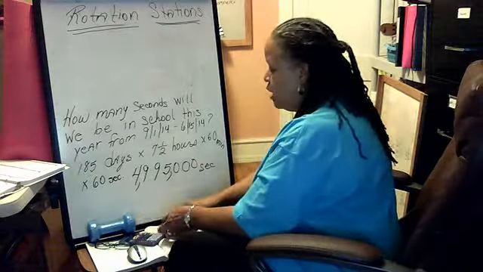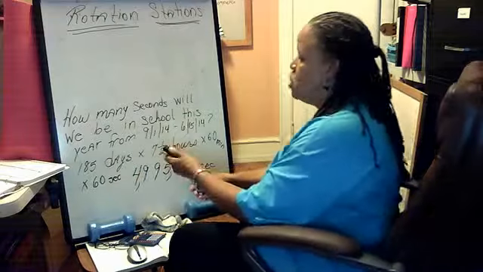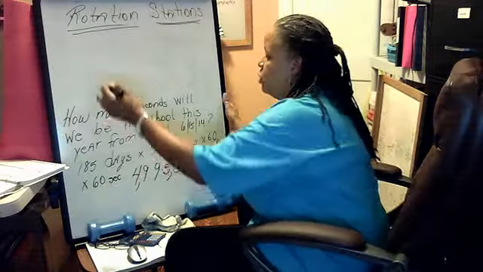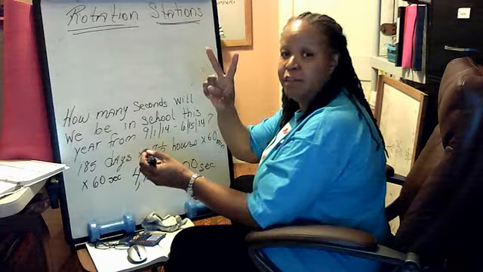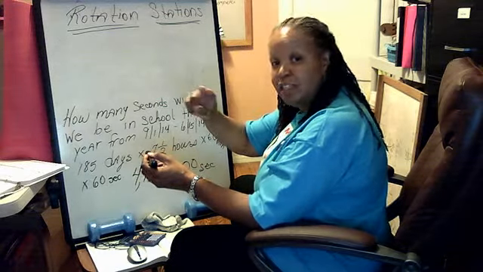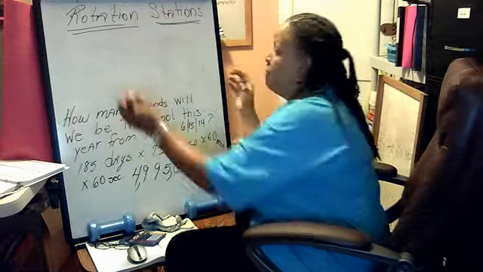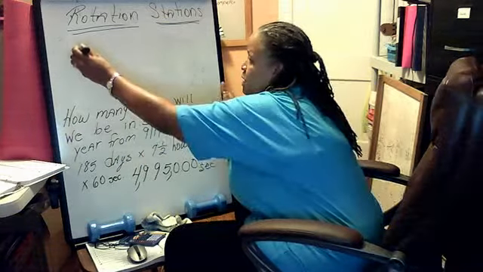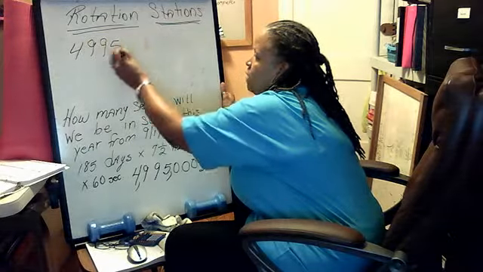Now, we're getting ready to put this in scientific notation. How are we going to do it? It takes 2 steps for scientific notation. You're actually moving your decimal, and then you're moving it back to check it. All right, here we go. We're going to write the number 4,995,000.